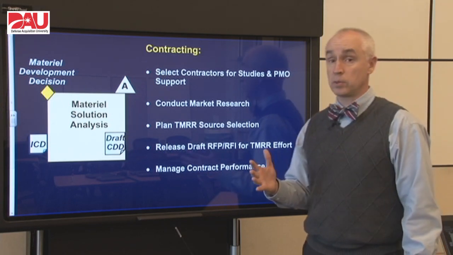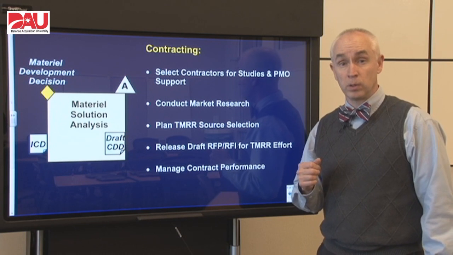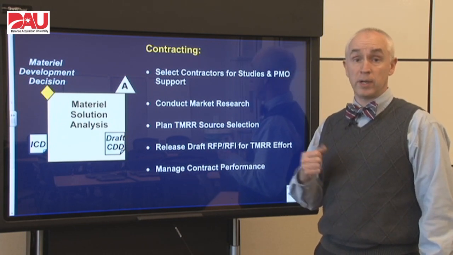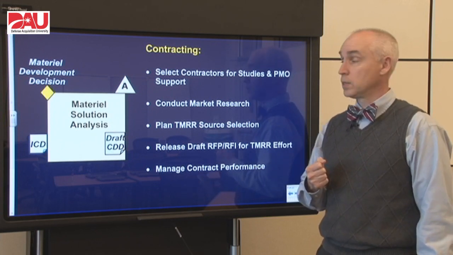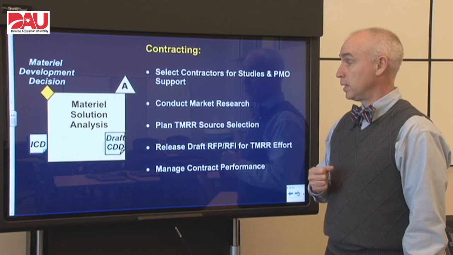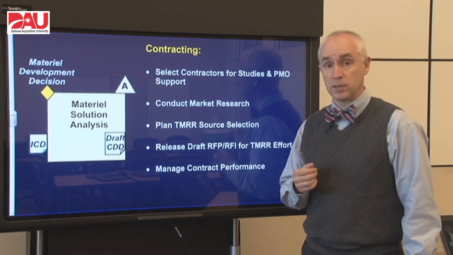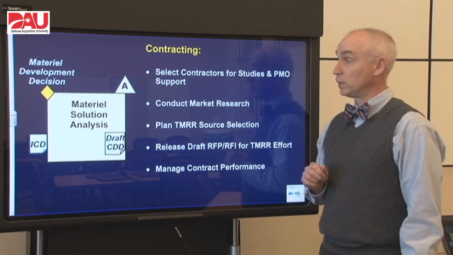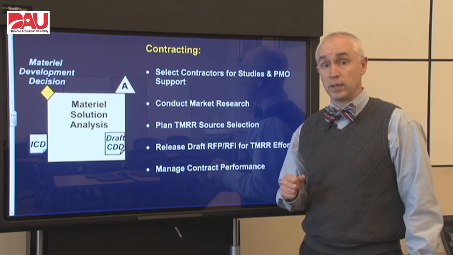Our contracting folks have lots to do. They need to get some contractors on board to support the PMO. They also need to take a look at contractors for any studies and possibly even working with the analysis of alternatives. So those contracts need to be done. They also need to start planning for the next phase, because that's going to be very challenging from a contracting standpoint. We're not going to be able to release a request for proposals until milestone A for the next phase.